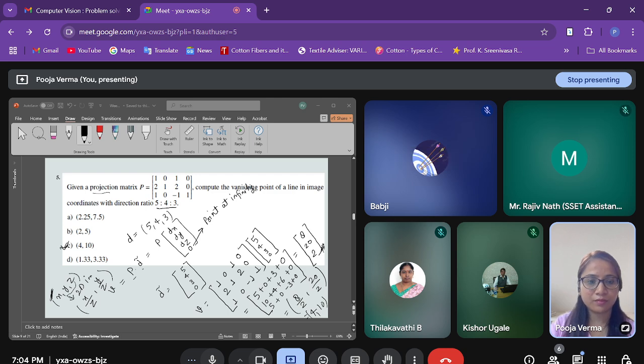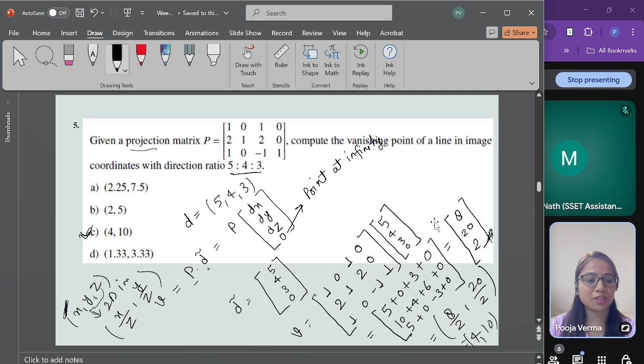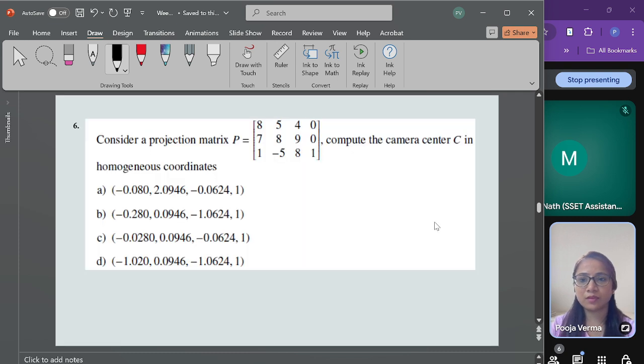Okay, so now moving to the next question. The question is again, consider a projection matrix P. P is given. Compute the camera center C in homogeneous coordinates. So now again we need to compute the camera center in the homogeneous coordinates. So how can we solve it? In this question, only the projection matrix P is given. So how can we move forward?